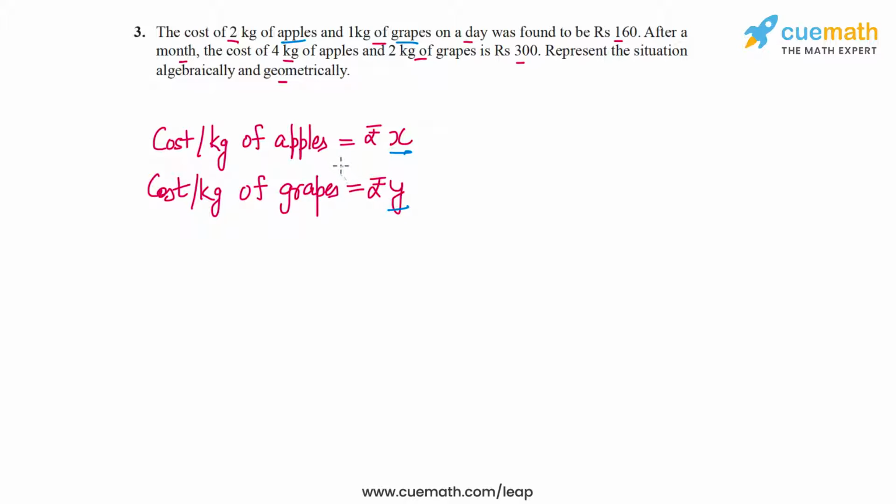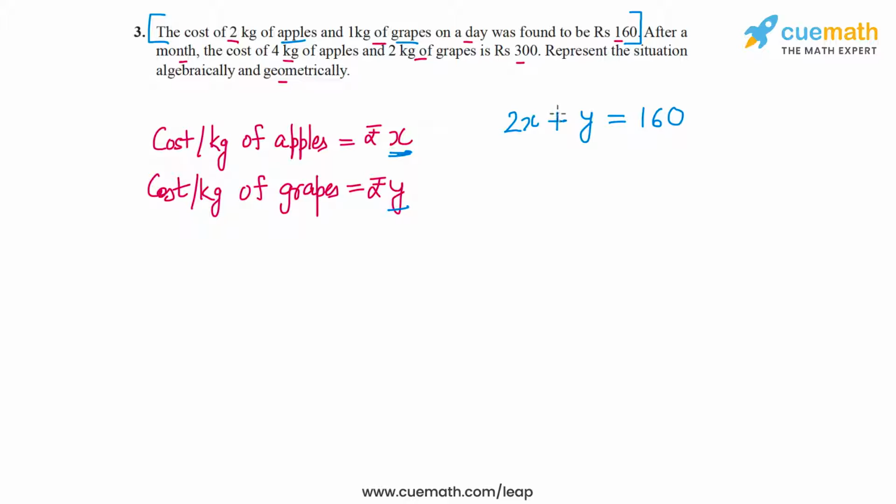Okay, so the first piece of information is that the total cost of 2 kg of apples and 1 kg of grapes is 160 rupees. So 2 kg of apples should cost 2x rupees because per kg cost is X, and 1 kg of grapes should cost Y rupees, and the total of these two costs should be equal to 160 rupees. So we get our first equation as 2x plus y equal to 160.